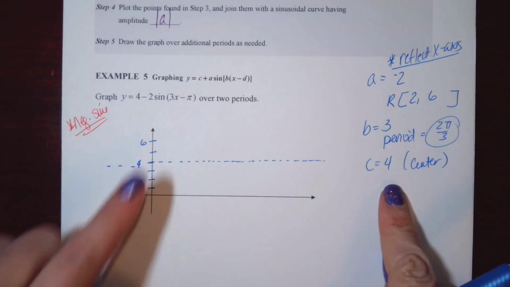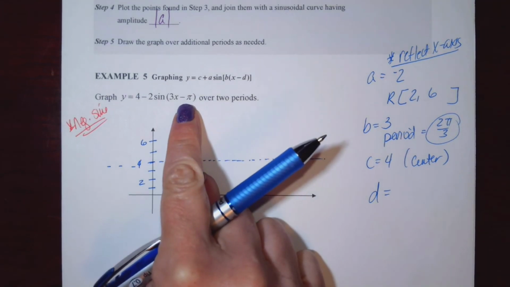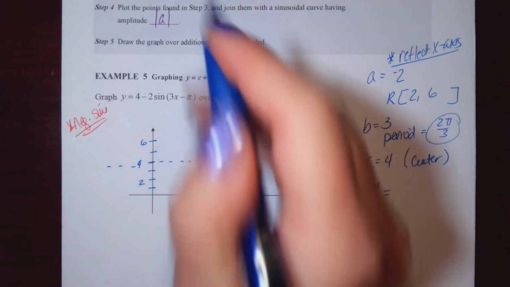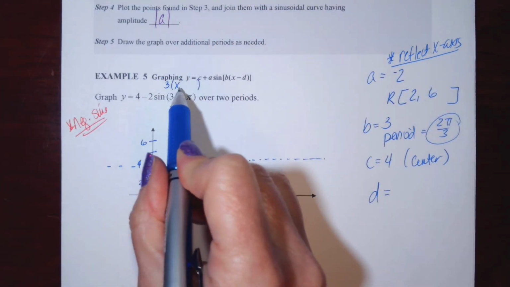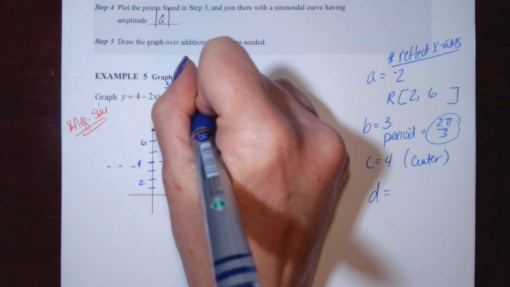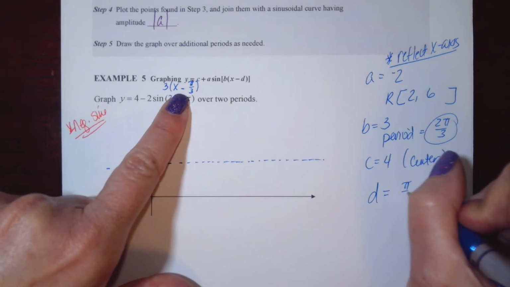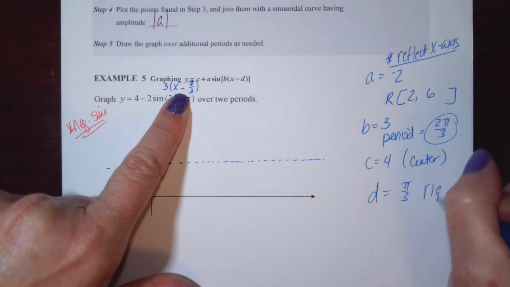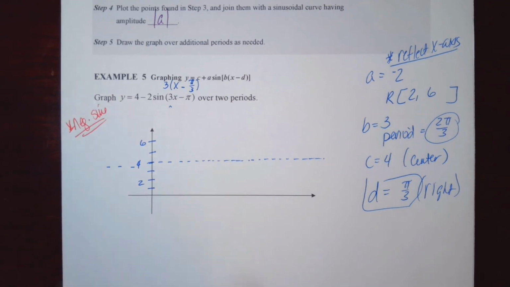The last piece of information I have is my phase shift. My phase shift is my value for D. Phase shift is not pi. I've got to divide out that B. If I divide that out, 3x divided by 3 is x, pi divided by 3 is pi third. So D is a positive pi third. My phase shift is to the right. So the very first point on my graph is going to be at positive pi third.